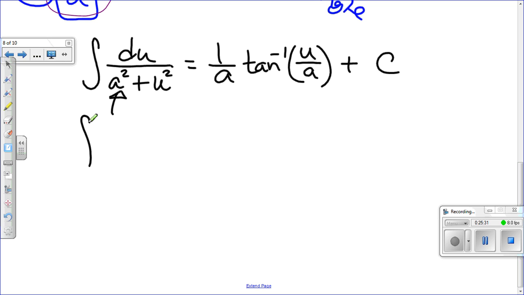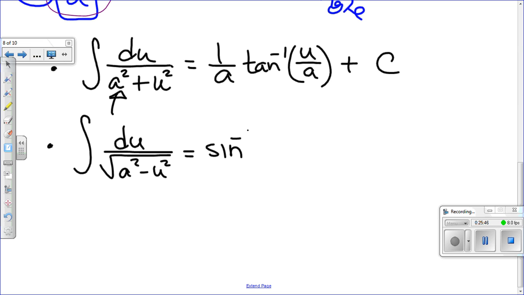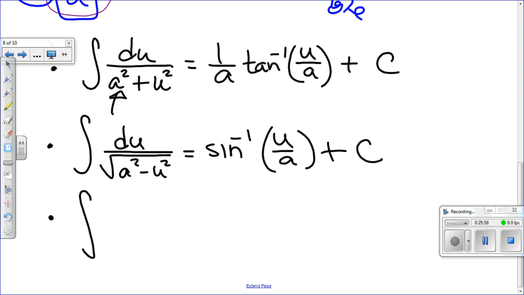Now, that's one of them. Next one will be if you have du on the top, and then on the bottom you have a square root, and you have a squared minus u squared. That will be the sine inverse of u over a plus c. So you can apply these rules and generalize them. Well, this is the generalization of the integrals that look like that, and you can apply them to the problems that are on your homework.